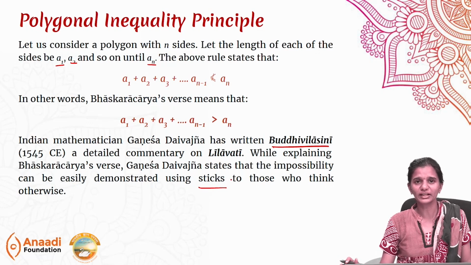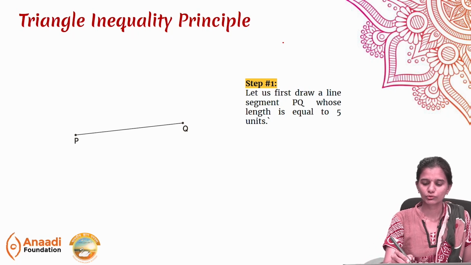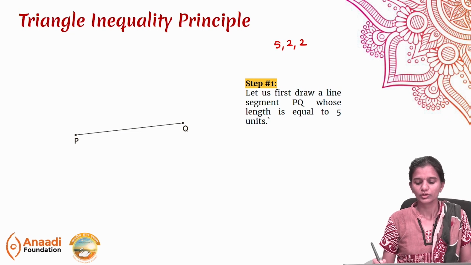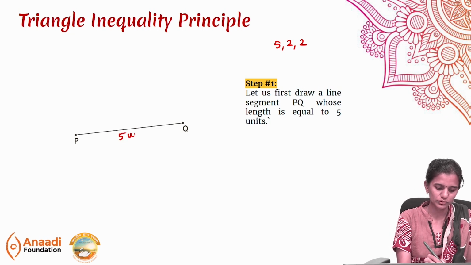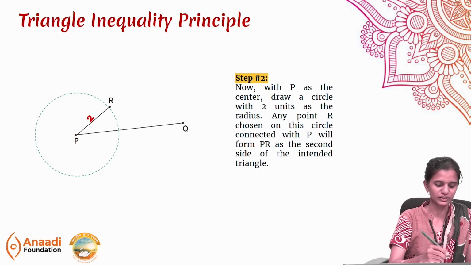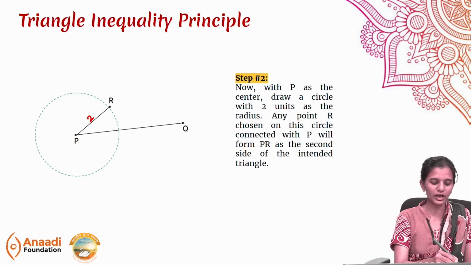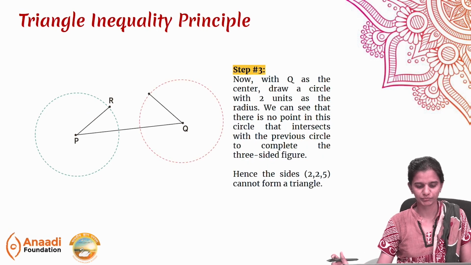This will become very clear with an example. Let us now try to construct a triangle with sides 5, 2, 2. First, let us draw a line segment PQ whose length is equal to 5 units. Now, with P as center, draw a circle with 2 units as the radius. Now, PR becomes the second side of our triangle.